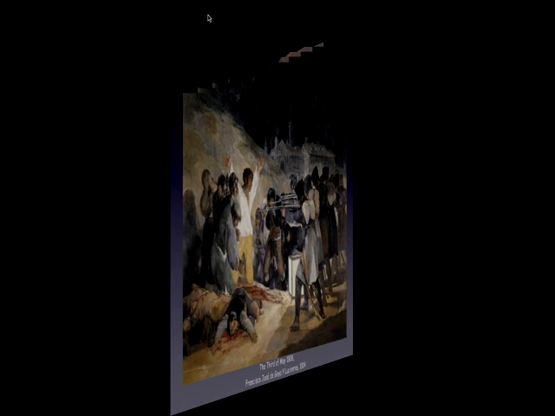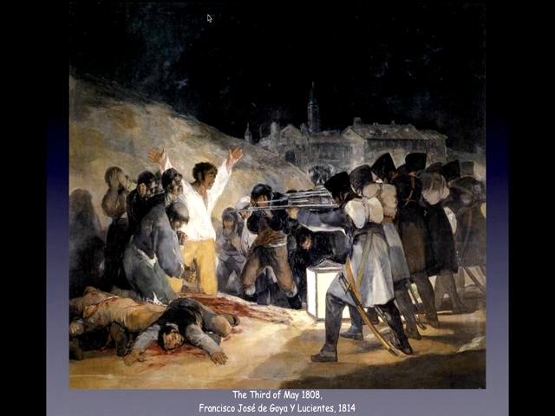Goya would also immortalize the mass executions carried out subsequently, on the nights of May the 2nd and May the 3rd, in one of his most famous paintings called The 3rd of May, 1808.